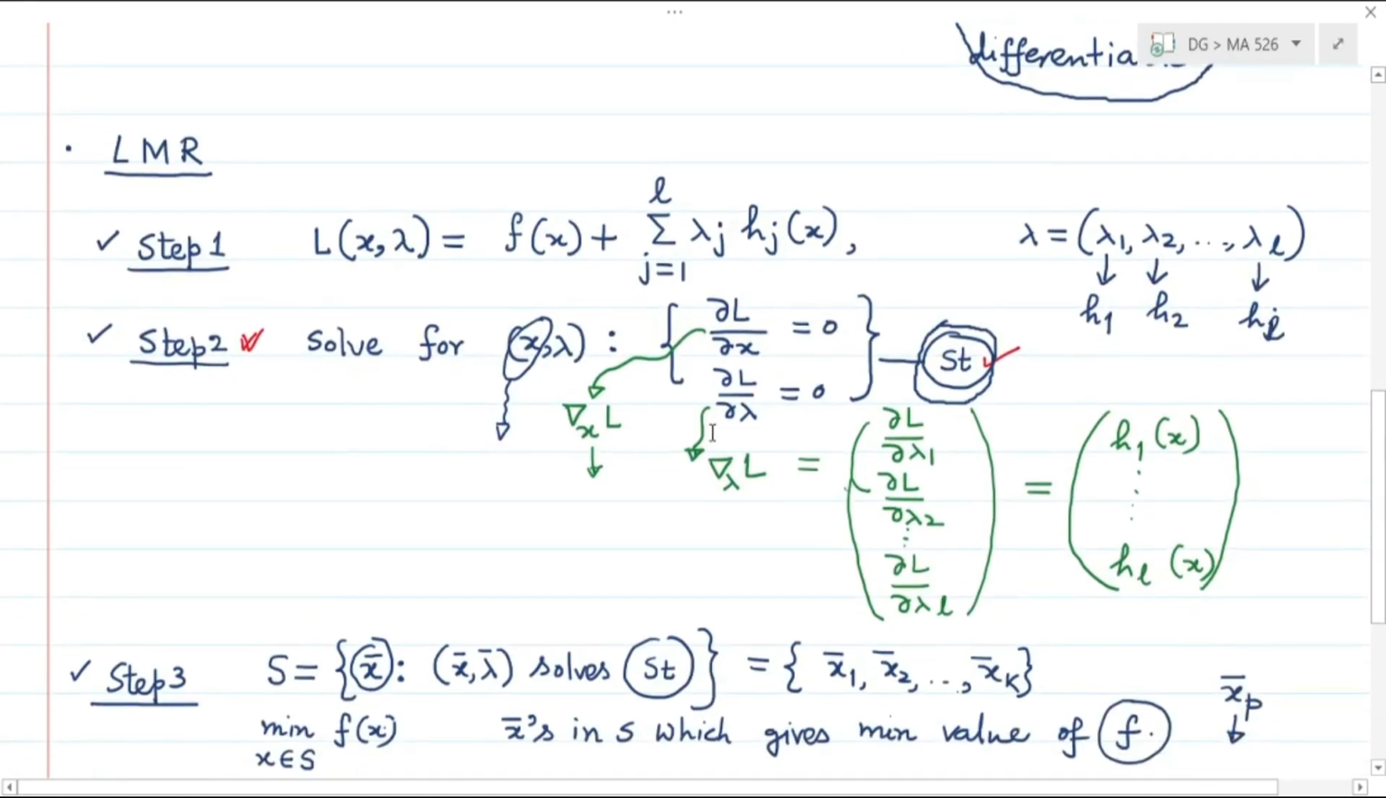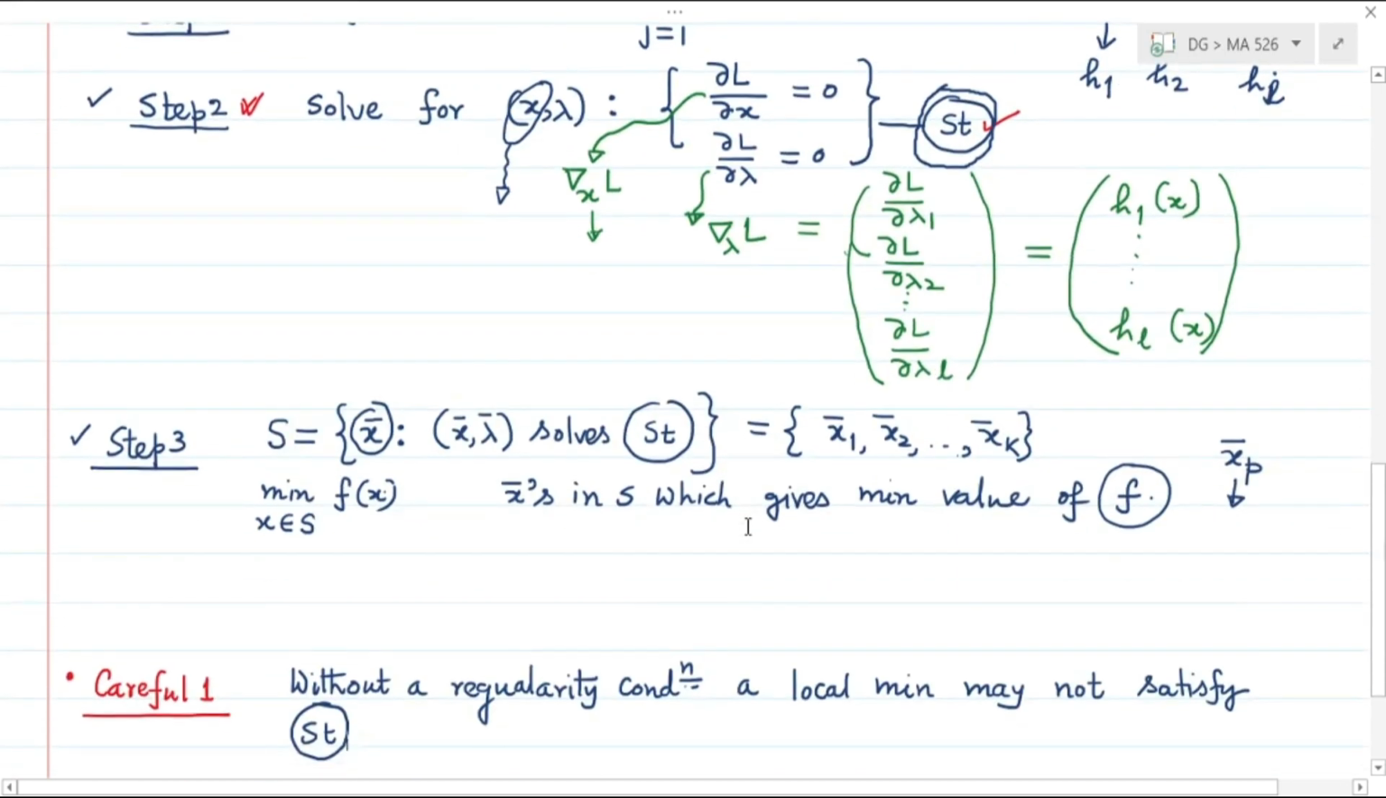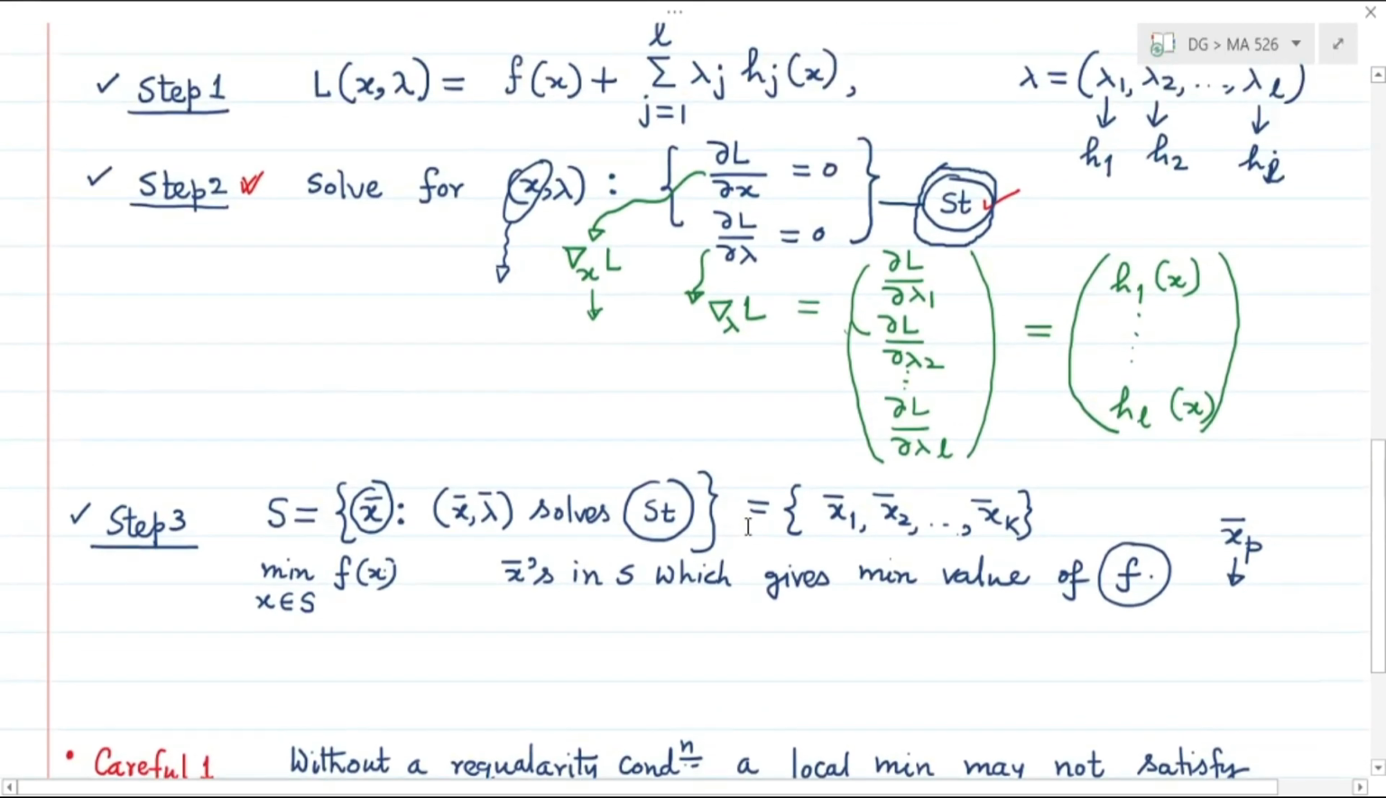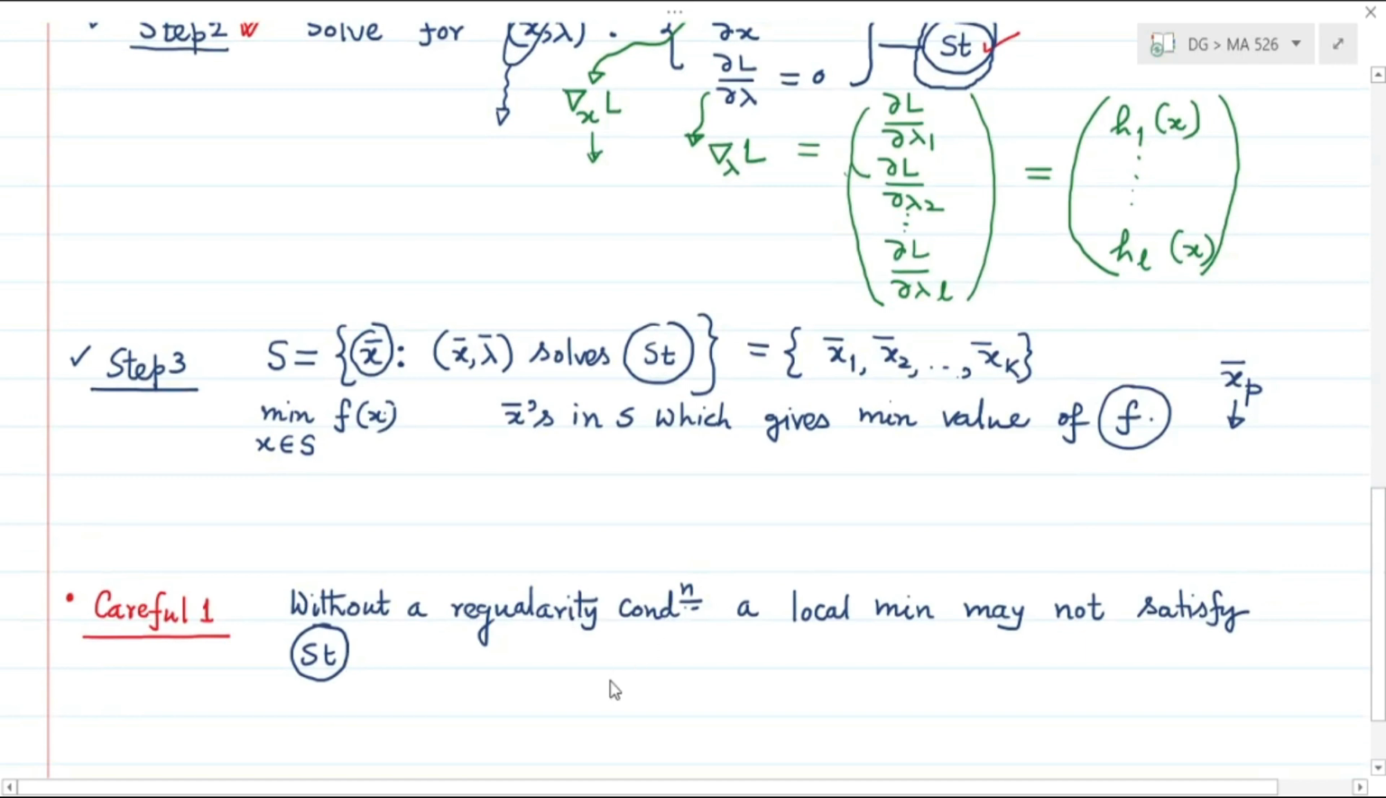And by regularity condition we mean some condition on the functions f and h such that the local minimum must be a solution for the stationarity system. Broadly in optimization theory, those are called constraint qualification. We'll have a separate rigorous discussion about this regularity condition or constraint qualification. Here I mention both regularity condition and constraint qualification.